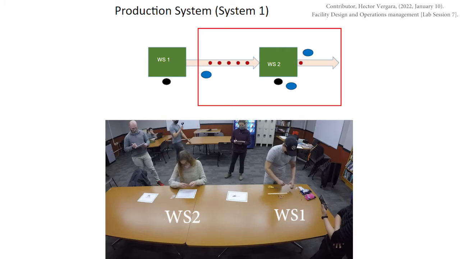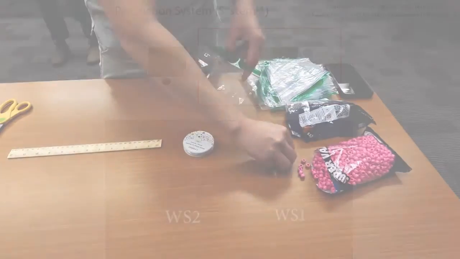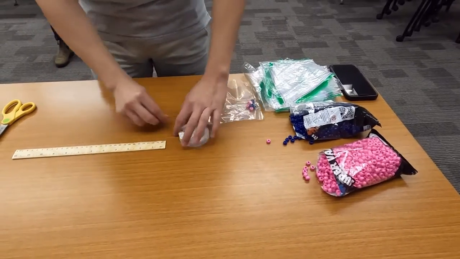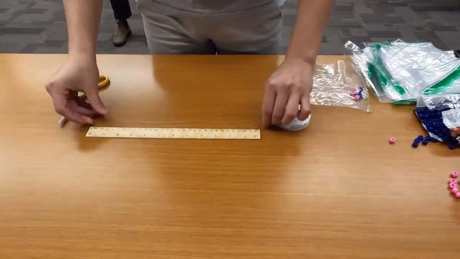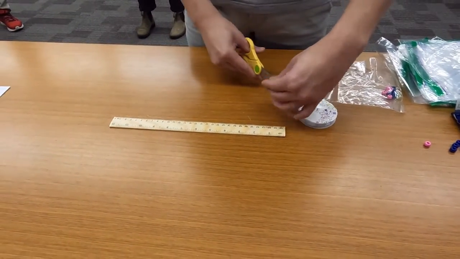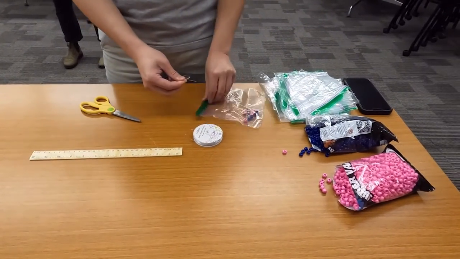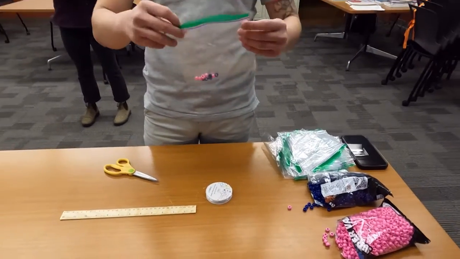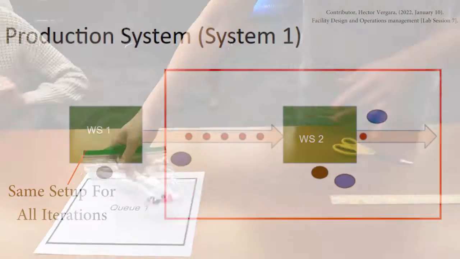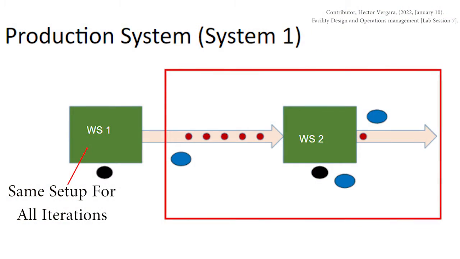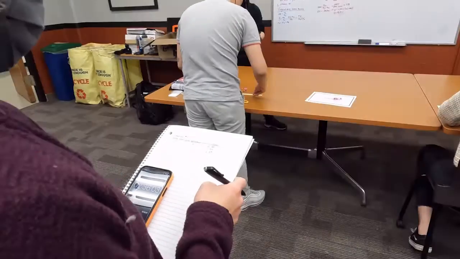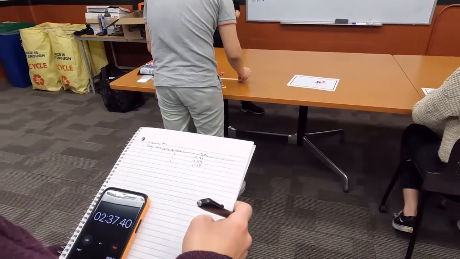At workstation 1, we will have an assembler picking up a bag from the beginning of the assembly line and opening it. 5 pink beads will be placed in the bag, followed by 5 blue beads. Then, the assembler will measure out 12 inches of elastic string and place that in the bag and close it. The bag will be placed at the end of the queue before workstation 2. This workstation will remain the same for all 3 iterations of this experiment. Observer 1 will record the times when a bag arrives to the queue at workstation 2.